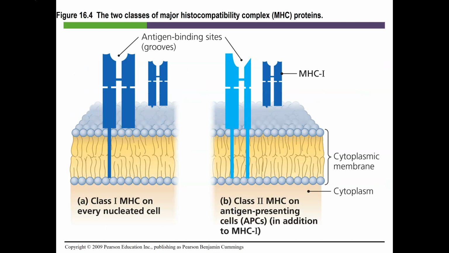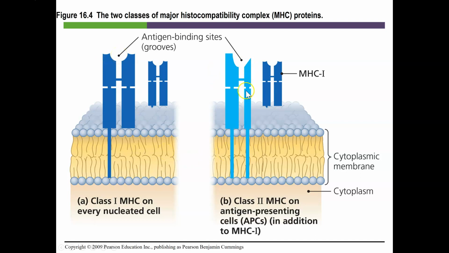Here's a picture from your book, so a reminder that every nucleated cell in our body has class 1 MHC, but that would exclude red blood cells, RBCs, because they lack a nucleus. We have a picture here with membrane receptors that have a spot to grab an epitope.